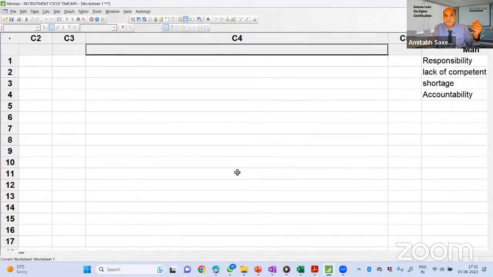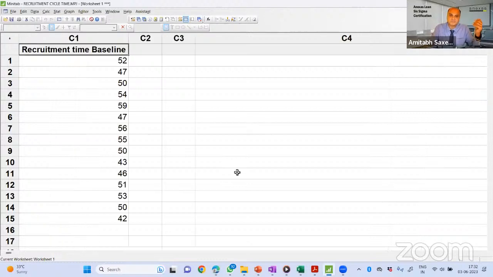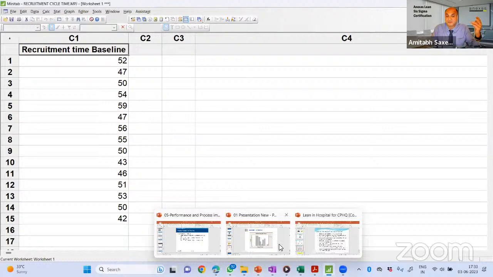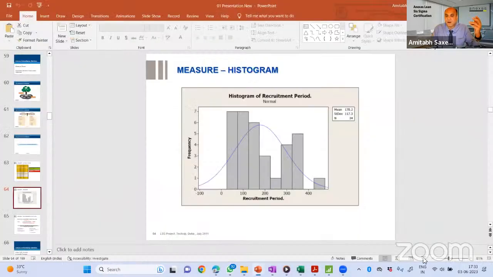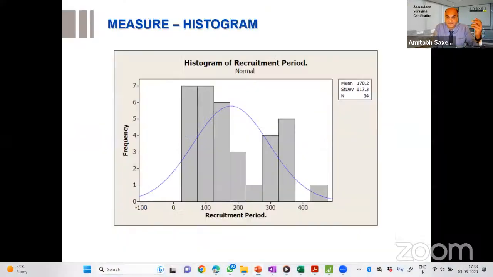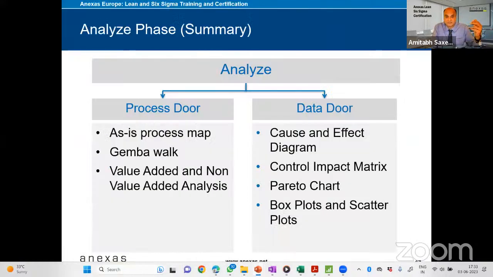Now, how will I improve the process? Of course, by analyzing the root causes. How will I analyze the root causes? So there are two ways to analyze the root causes. One is process door and one is data door. Process door is the one I showed you in the beginning. I gave an example of a hospital, like we made it as this process map.